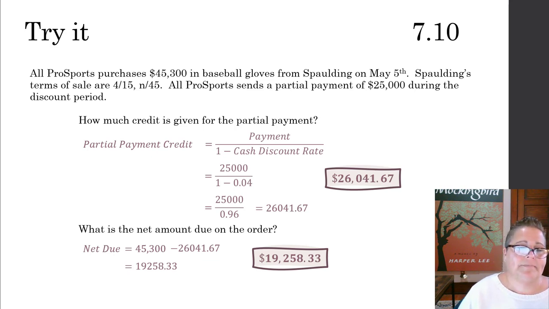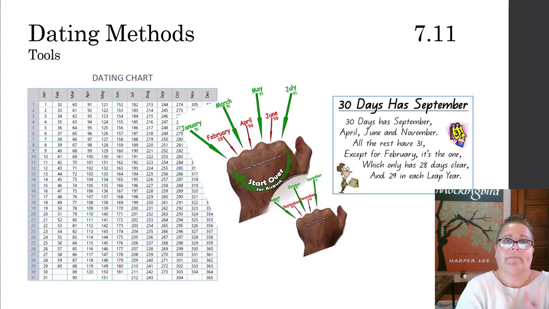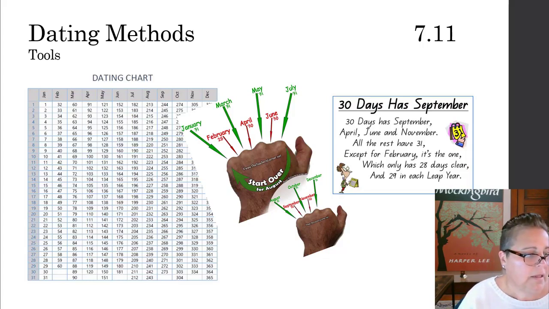All right. So now we got to talk about dating. There are 3 different tools that you can use to do these dating methods. The first is the days of the year table or the dating chart. There is a link to this table or chart in your Blackboard course shell.